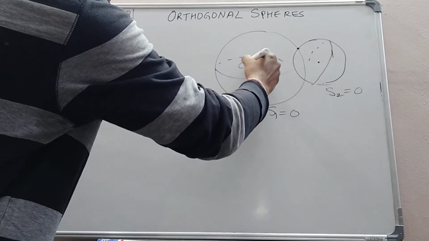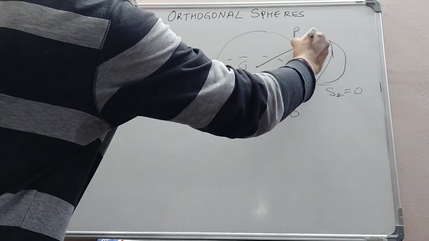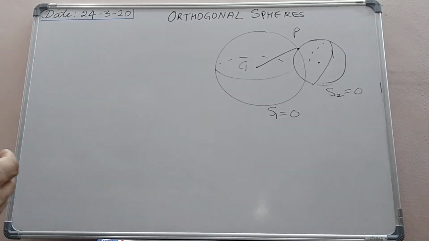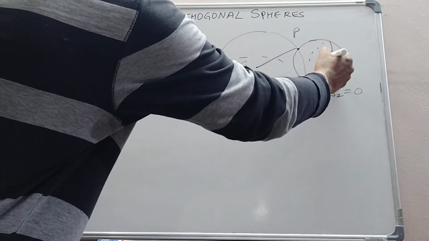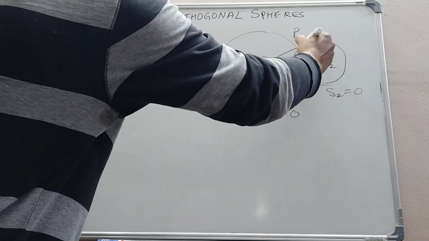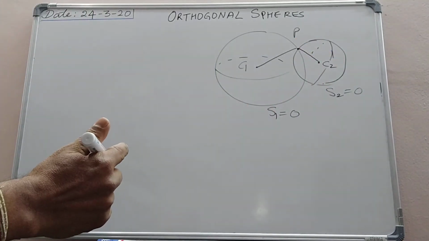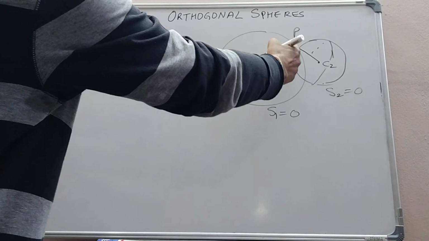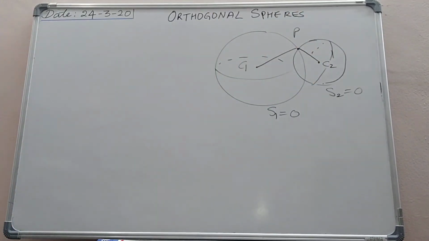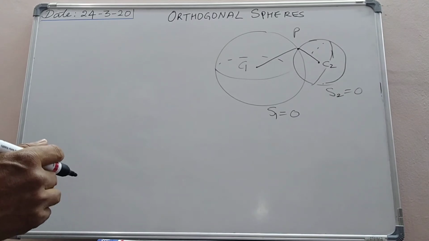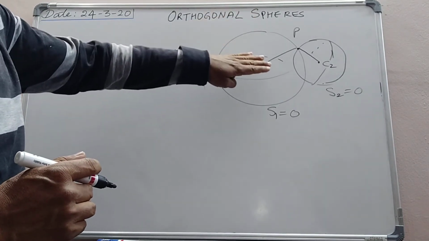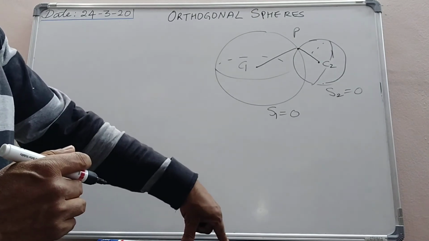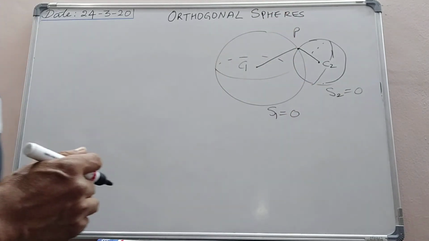Let us join the center C1 to this point P. C1P is perpendicular to the tangent plane at the point P to the surface S1. Similarly, join P and C2. C2P will be perpendicular to the tangent plane at the point P to S2 equal to 0. So C1P is in the direction normal to S1 equal to 0 at P, and C2P is a direction normal to the sphere S2 equal to 0 at P.